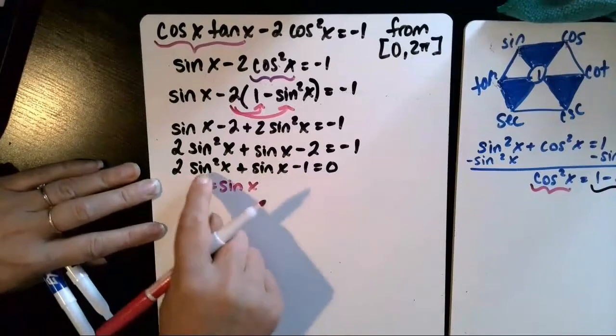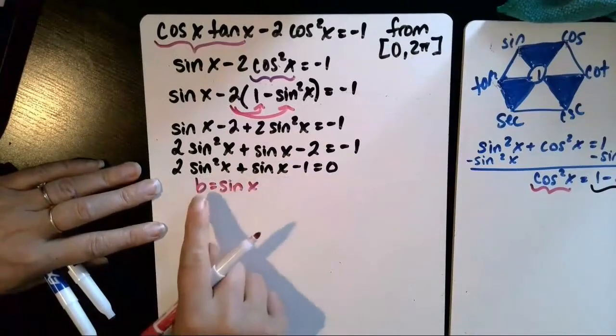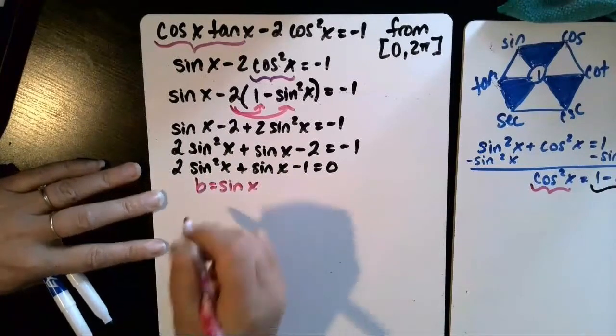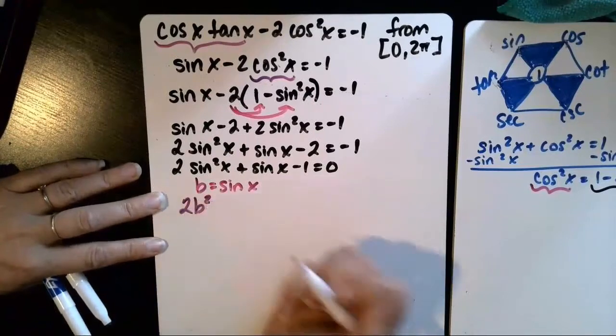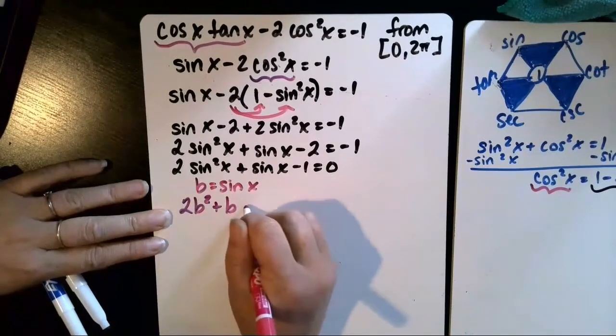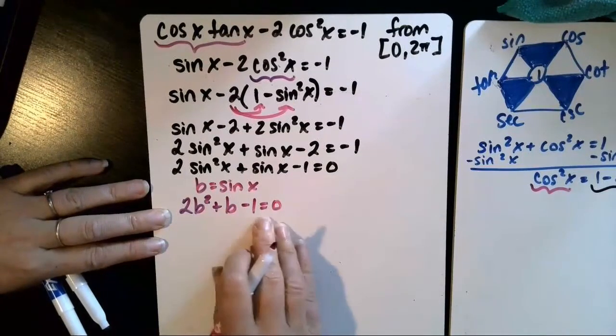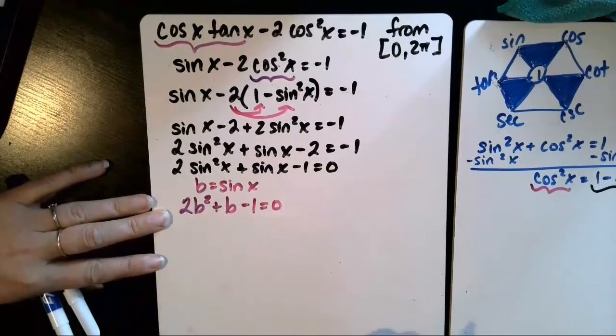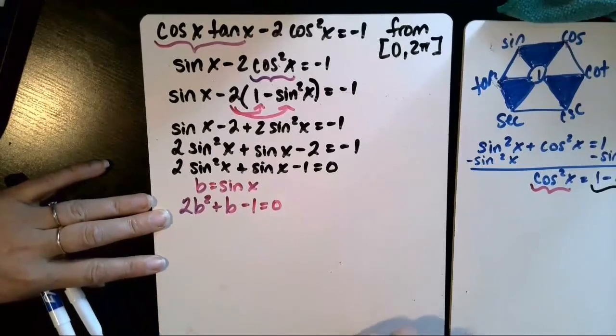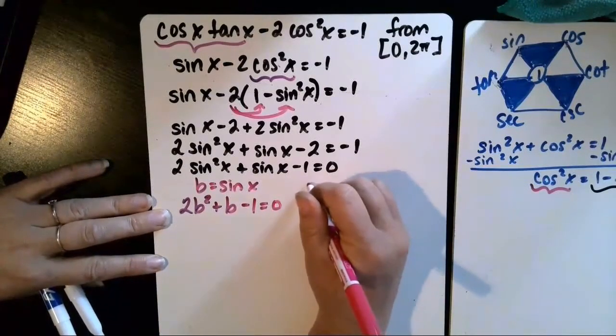We're going to reassign everywhere we see the expression sine of x, we'll replace that with a b. So that's 2b squared plus b minus 1 equals 0. And that just makes it a little easier to look at when you're trying to factor. So however you learn to factor, you can go ahead and do that.